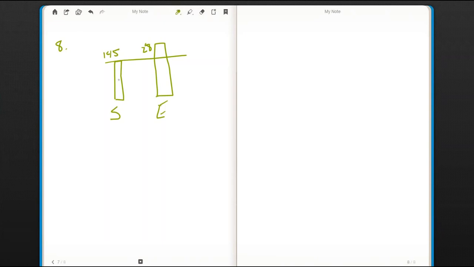We know that if Sam is 145, if this part of the bar is 145 for Sam, it's also 145 for Eric. And so intuitively, they're going to know that this is an addition problem.